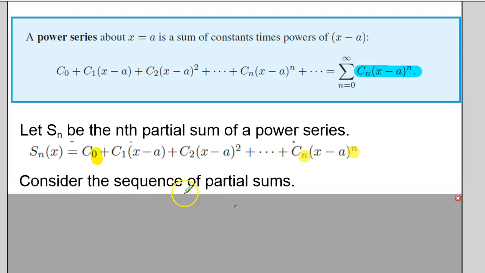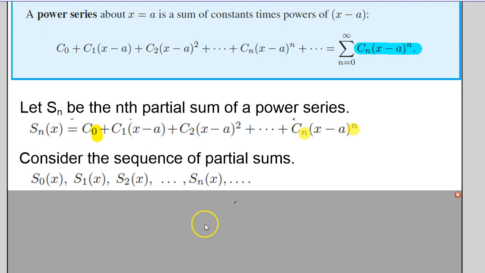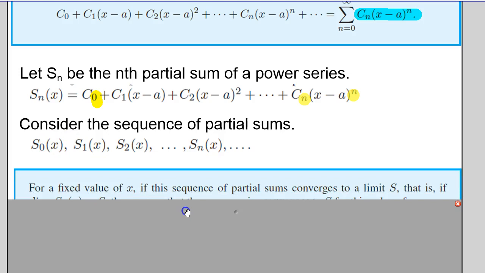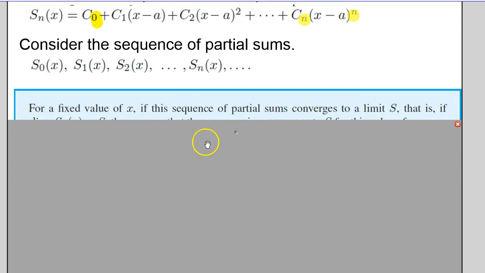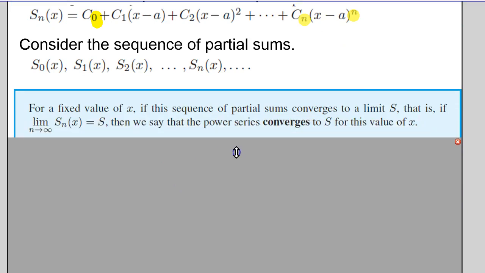So if we consider the sequence of partial sums, so S0, S1, S2, all the way up to Sn, all the way up to infinity, we'll see that it's based off a value X, which is our independent variable. So the question is whether or not this sequence converges depends on X as well. So let X be some fixed value. And if this sequence of partial sums converges to some limit S, then we say that the power series converges to S for this value of X. Okay?